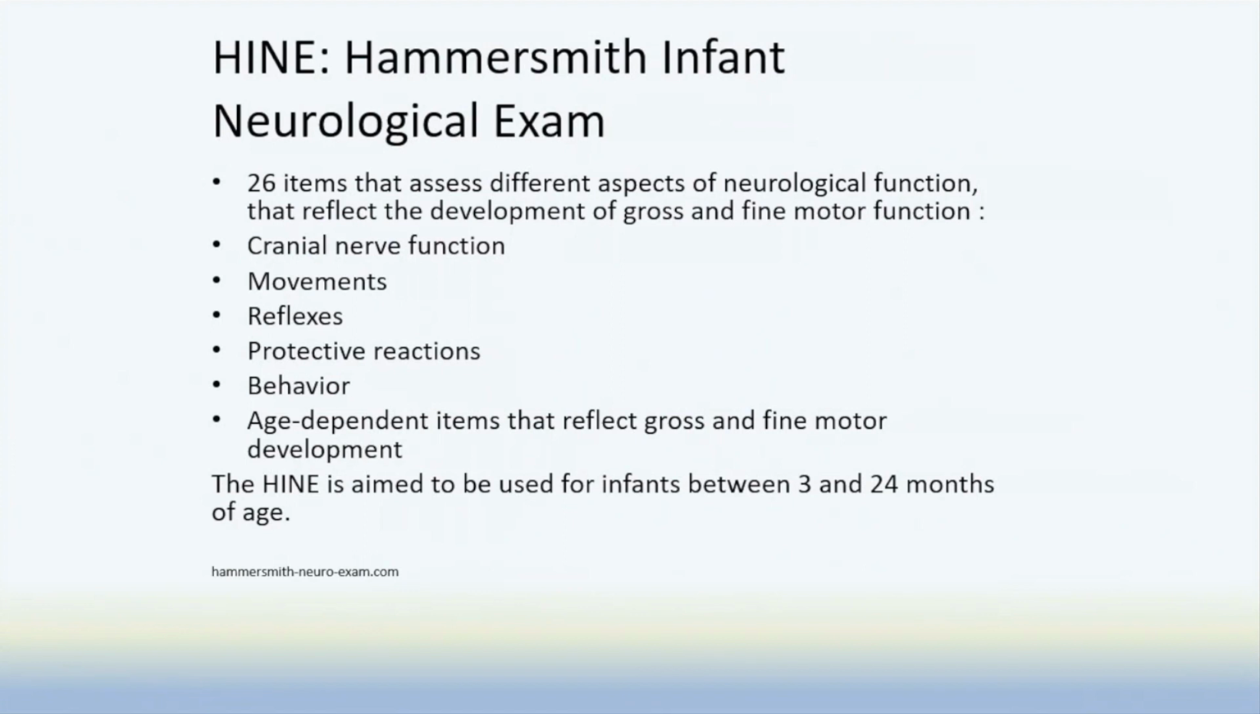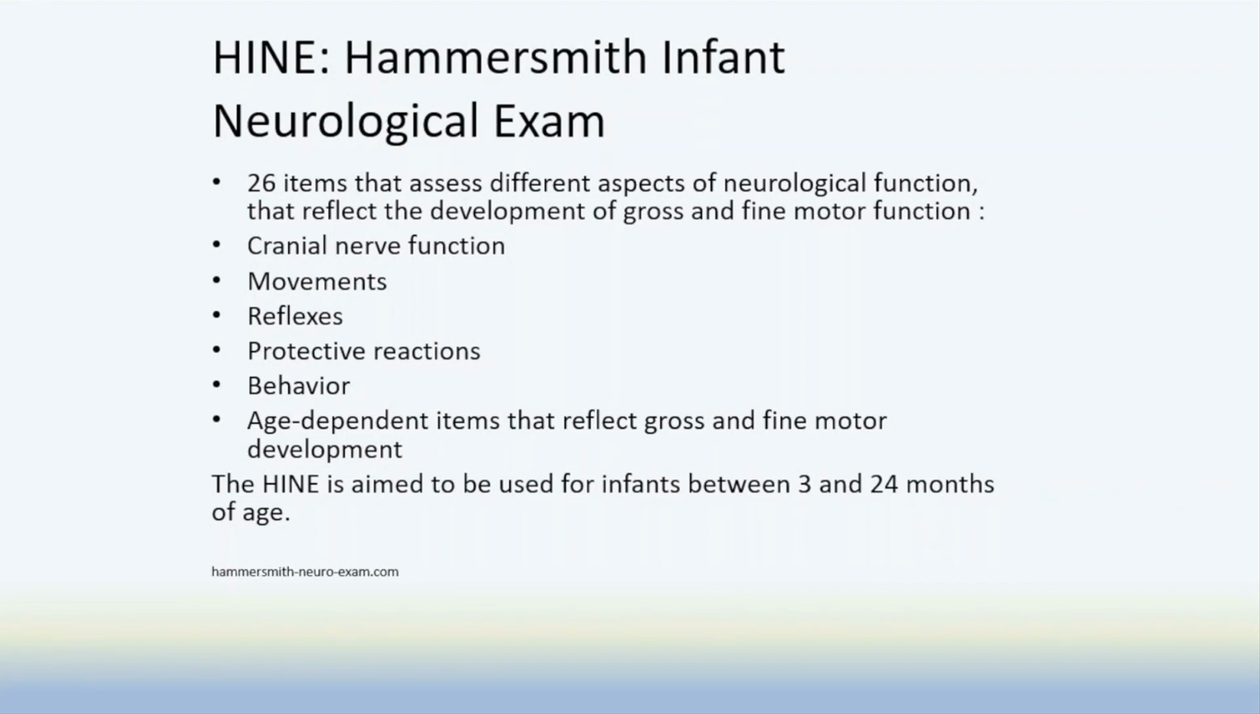Another test we were talking about utilizing for early diagnosis is the HINE, the Hammersmith Infant Neurological Examination. There are 26 items that assess different aspects of neurologic function, reflecting gross and fine motor function. It looks at cranial nerves, movements, reflexes, the protective reactions, behaviors, and there are age-dependent items also that reflect gross and fine motor development. So this test is not paying attention to those spontaneous movements like we were just discussing in the general movement assessment.